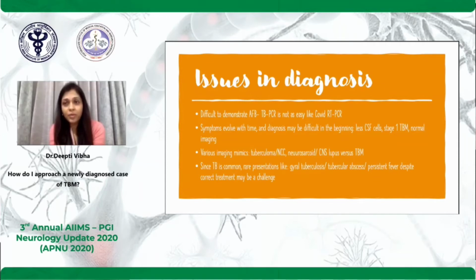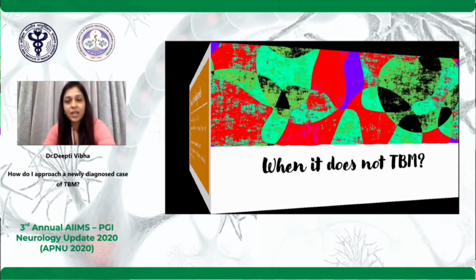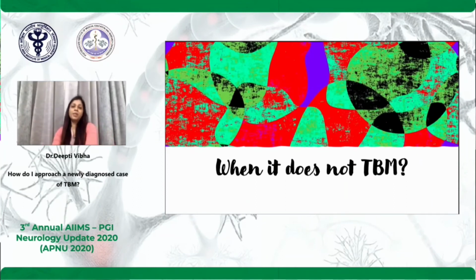And although we know that TBM is common, there are rare presentations like gyral tuberculosis and tubercular abscess, and even with a correct diagnosis, sometimes patients keep on running fever. And therefore, being sure of the diagnosis can sometimes be a challenge. So this is one example in which we felt it could have been TBM, but it was not TBM. And later on, the patient deteriorated.